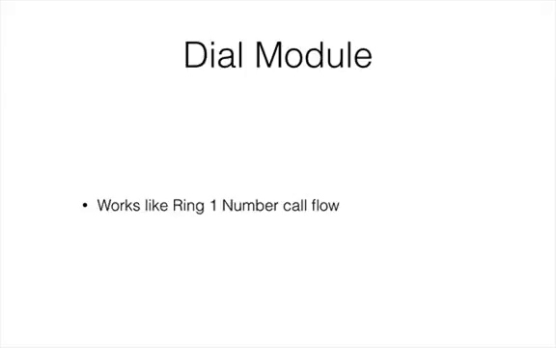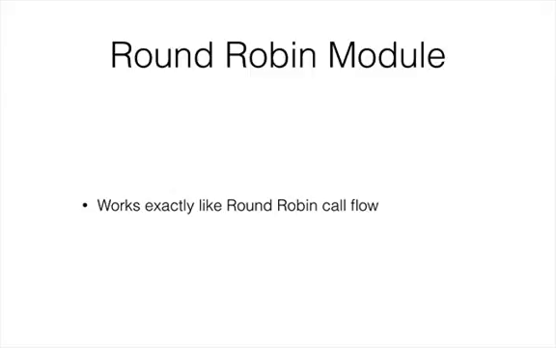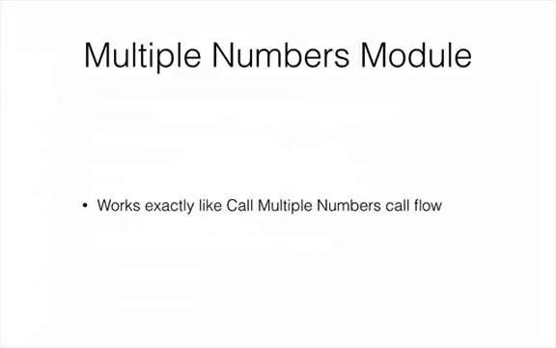The dial module works exactly like ring one number in the regular ACT call flows. Round robin module. The round robin module works exactly like round robin in the regular ACT call flows. Multiple numbers module. The multiple numbers module works exactly like call multiple numbers in the regular ACT call flows.